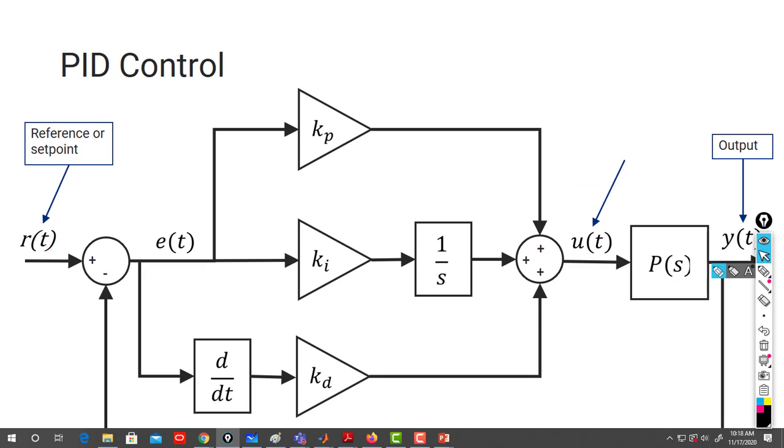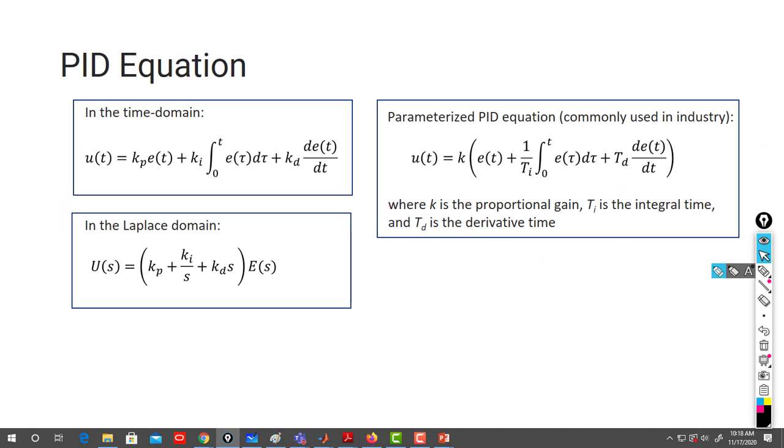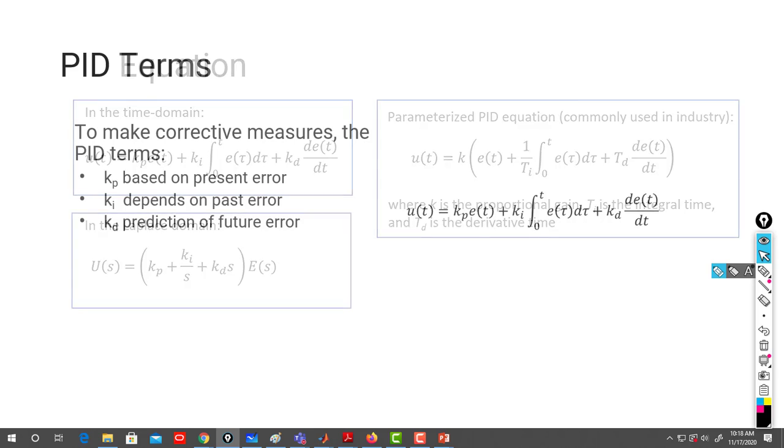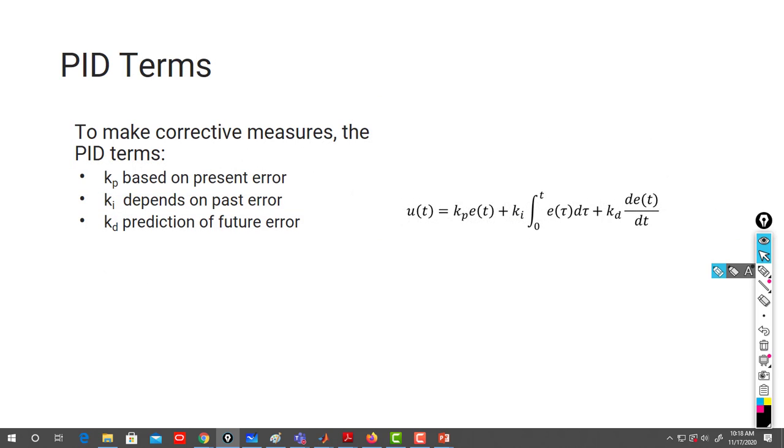PID controller, which we know. Alright, this is the parameterized PID equation. You take K common, 1 over Ti, Td. Ti and Td are the integral and derivative time respectively. Okay, as we know, present, past, and future.